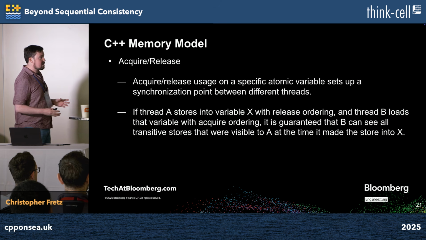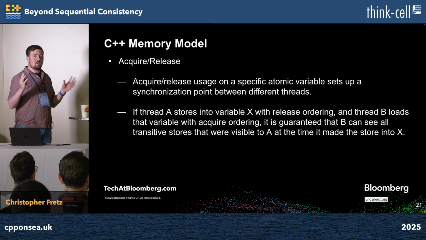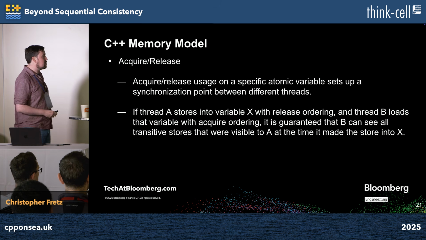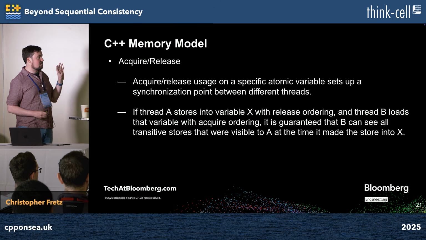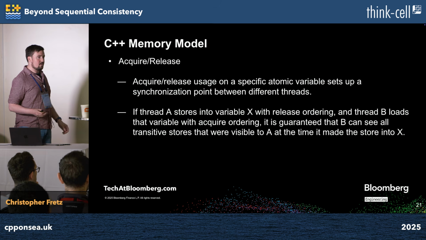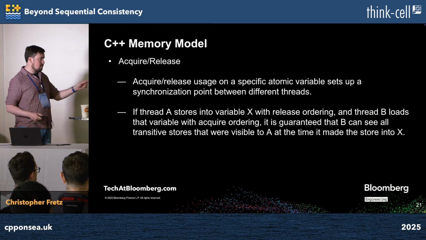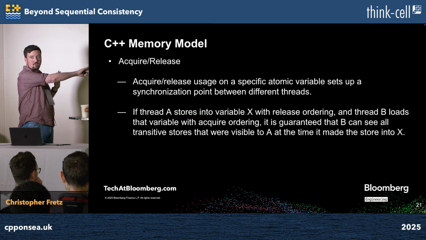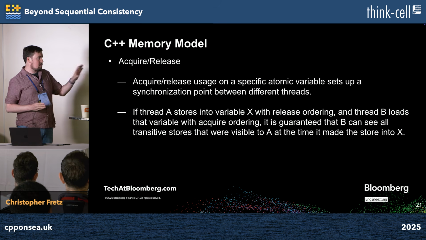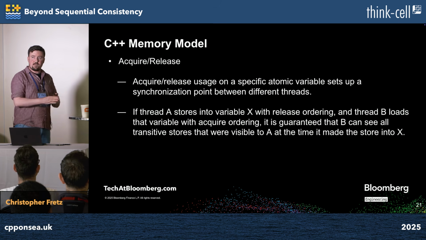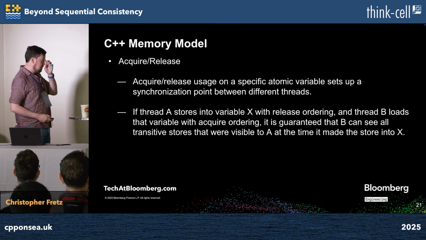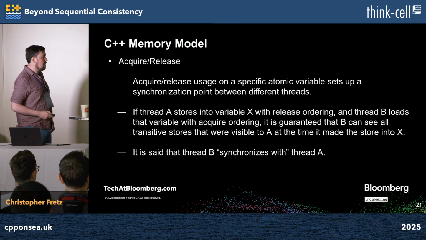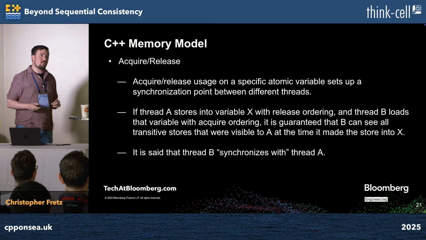And so to restate that, say that thread A is doing a bunch of stuff. It's processing data, it's creating objects, writing stuff to global memory. And then finally, it decides to store 5 into variable X with release ordering. If another thread comes along and loads from X with acquire ordering and gets the value 5 that was stored by thread A, it can now see everything that was visible from memory from thread A when it stored that value, essentially. So everything that from the perspective of thread A happened before that store is now transitively visible to thread B. And this is an extremely useful guarantee. It is said that thread B synchronizes with thread A in this case.